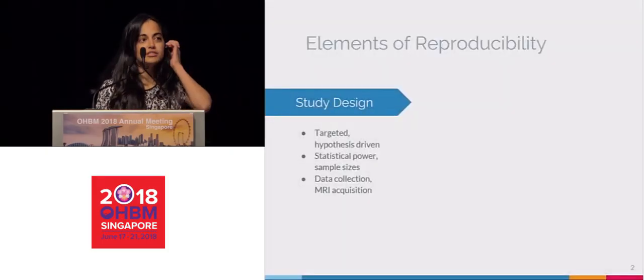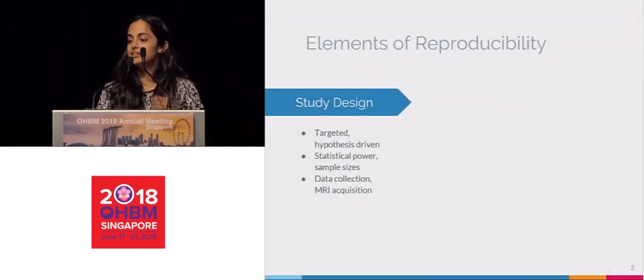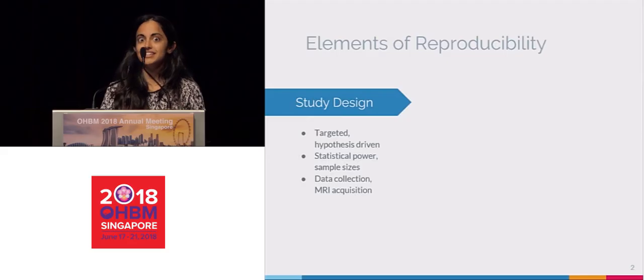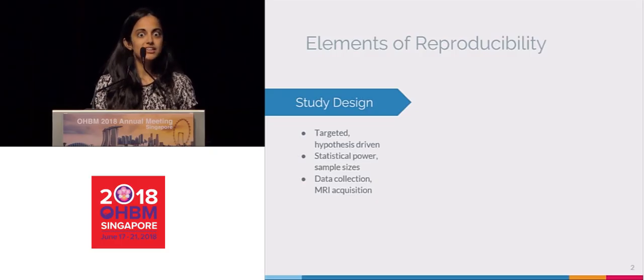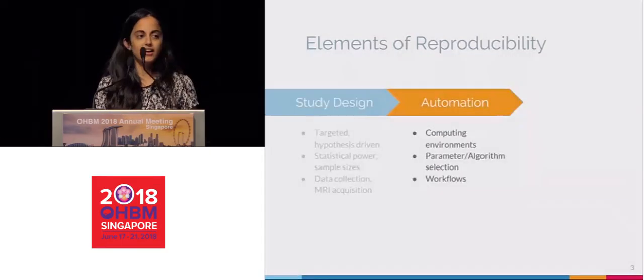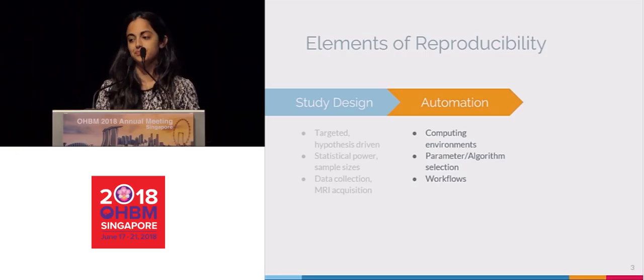So I think we've talked about many elements of reproducibility today, the first being study design. So I think we all know that we need to have a targeted, hypothesis-driven study that's well-designed, well-powered, that we're careful with data collection, that we plan our MRI acquisition parameters such that we get good quality data. Chris spoke about automation, how we need to standardize our computing environments. We need to decide on robust parameters for algorithms, and we need to define workflows.